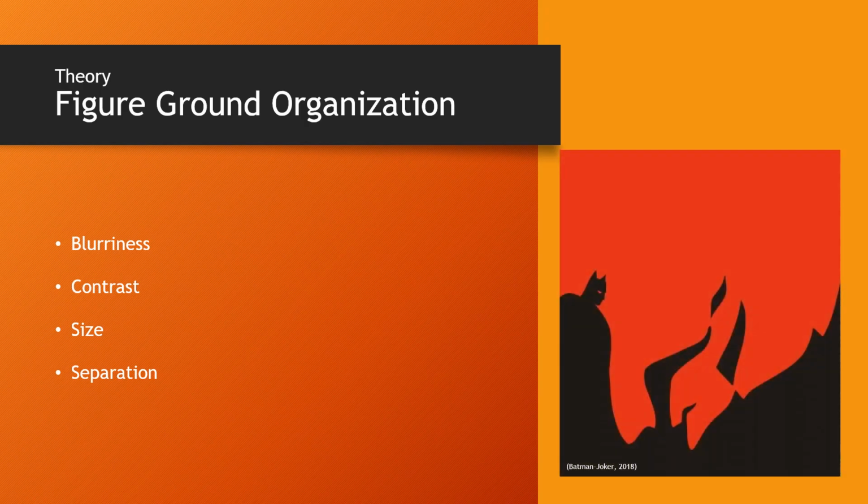What you see when you look at this graphic depends on whether you see the red as the background and black as the figure, or black as the background and red as the figure. However, like the previously mentioned Rubens vase, most people can switch their perceptions back and forth, so they see both Batman and the Joker.